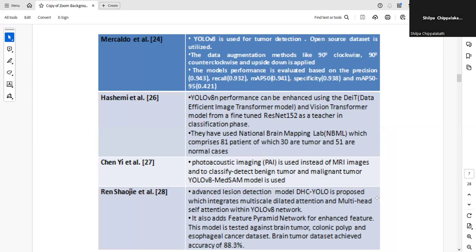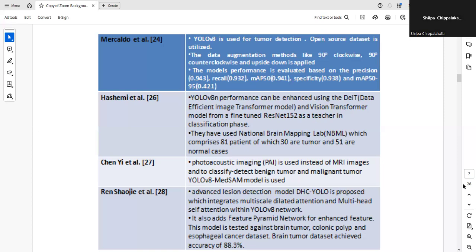The researchers in 28 have used an advanced lesion detection model. DHC-YOLO is proposed, which integrates multi-scale dilated attention and multi-head self-attention within the YOLO V8 network. It also adds a feature pyramid network for enhanced features. This model is tested against the brain tumor, colonic polyp, and esophageal cancer datasets. The brain tumor dataset achieved an accuracy of 88.3%.